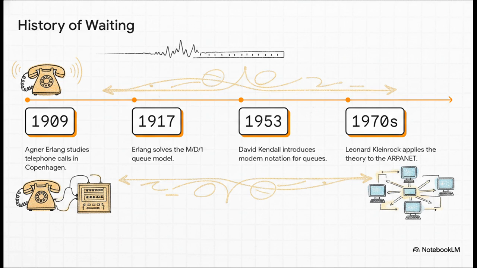It all kicked off in 1909 with a Danish engineer named Agner Erlang. He was studying the telephone exchanges in Copenhagen, trying to figure out how many operators they needed. And his work laid the foundation for this entire field, which decades later became absolutely crucial for building the ARPANET, the network that eventually became our internet.